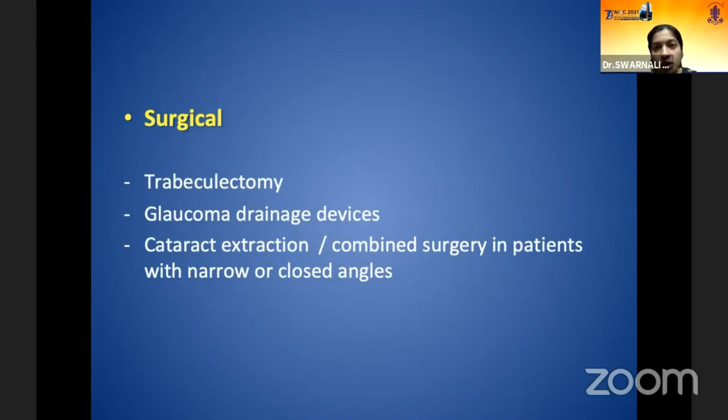Surgical treatment is the option in cases where the patients have become refractory to medical therapy or do not respond to laser therapy. Trabeculectomy is the surgery of choice in these patients, and often trabeculectomy has to be augmented with antifibrotic agents. Glaucoma drainage devices are used in cases where there is a failed trabeculectomy before or some other surgeries which have led to conjunctival scarring. Cataract extraction or a combined surgery, that is cataract with a glaucoma filtration surgery, gives good results in patients with narrow or closed angles.